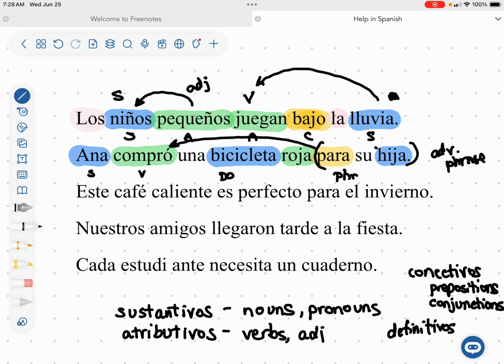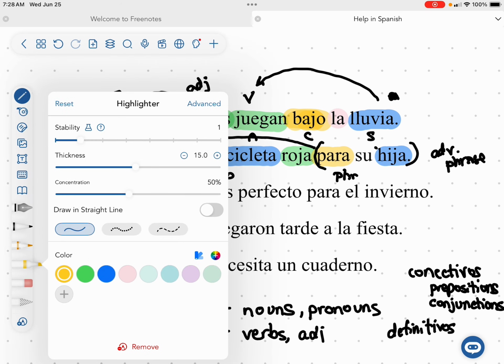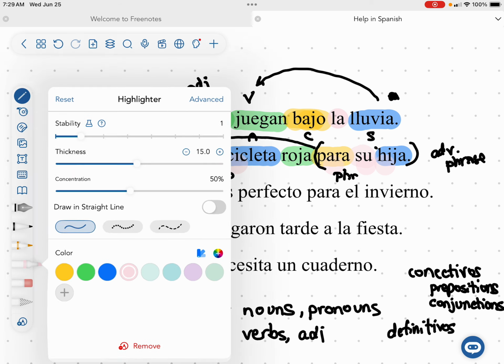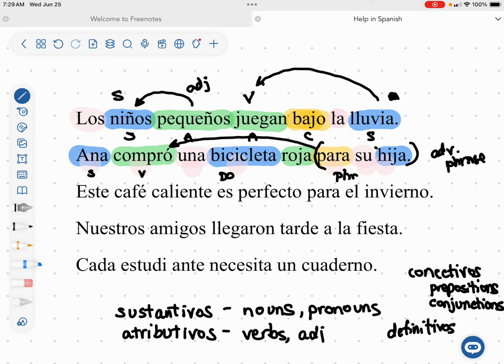Okay. And we have one more, actually two more words, and these are our pointing words, our definitivos, define which one we're talking about. Una bicicleta, a bicycle, su hija, her daughter. Ana bought a bicycle, or a red bicycle, for her daughter. There you go. Easy peasy. Let's do another one. Este café caliente es perfecto para el invierno.